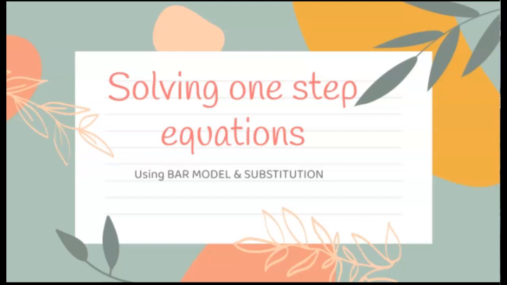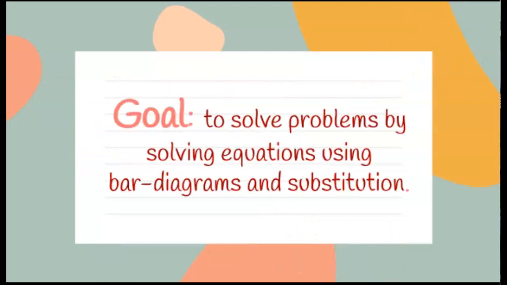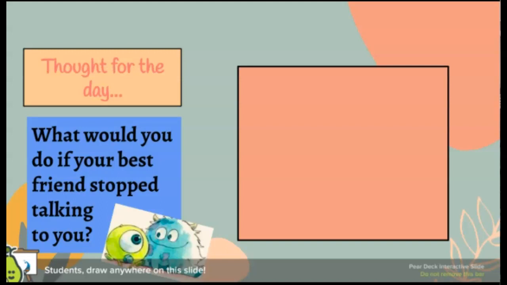So okay, we're going to solve one-step equations today, and we're going to use bar models and substitution. Tomorrow we'll still be doing the same, but in a different way of solving. So our goal is to solve problems by solving equations using bar diagrams and substitution. Later, you'll substitute the value, change the value. That's what substitute means.